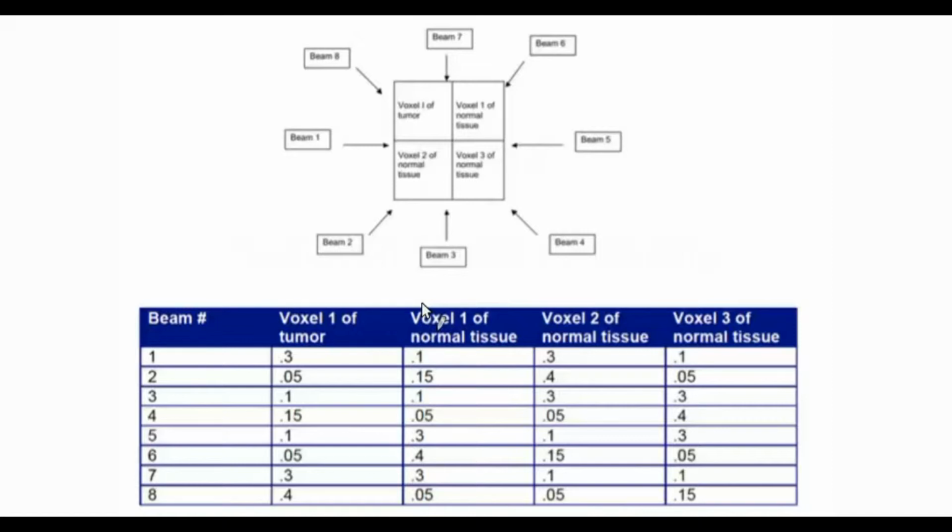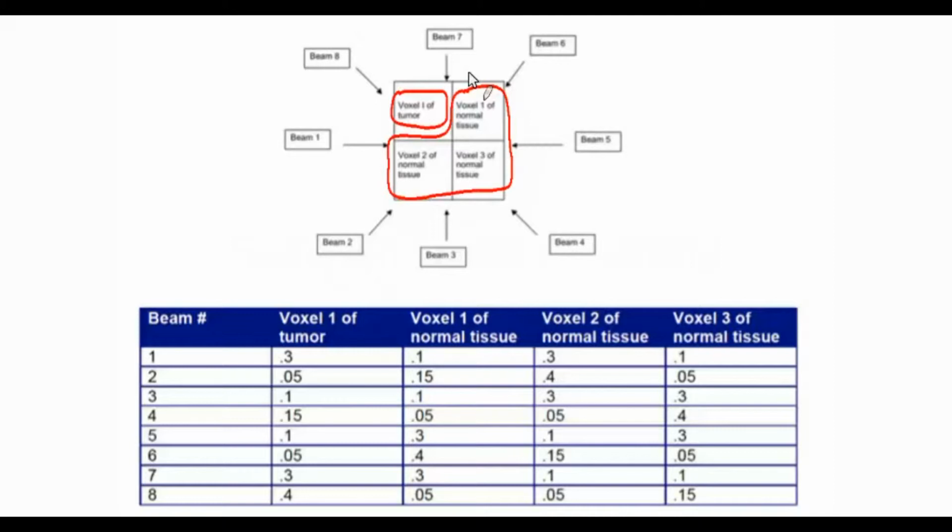And this is a slightly different example than what was in the notes, because instead of a 3x3 matrix, there's a 2x2 matrix of voxels. And what we can see in this example is that there's one tumor voxel, and the rest are normal tissue voxels.